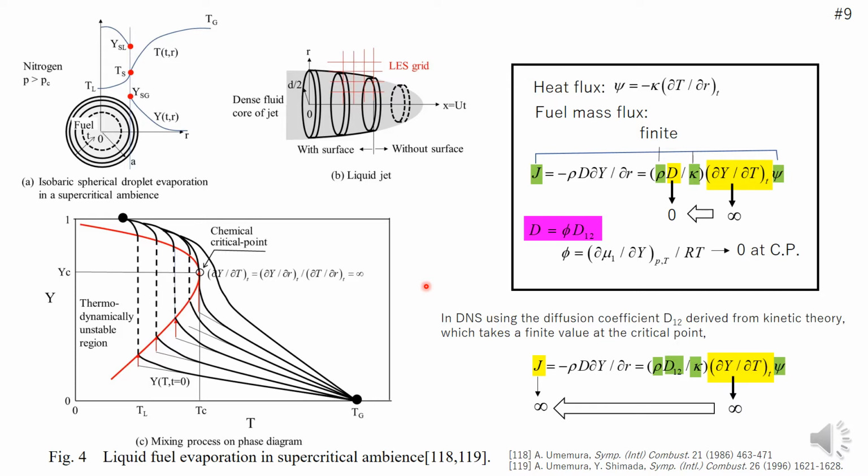All numerical simulations of droplet evaporation combustion failed when the droplet surface state approached the critical point. Umemura examined why more than two decades ago. This slide illustrates the findings. Eliminating the coordinate r from the instantaneous temperature T and fuel mass fraction y, we can express y as a function of T, which changes with time like this.